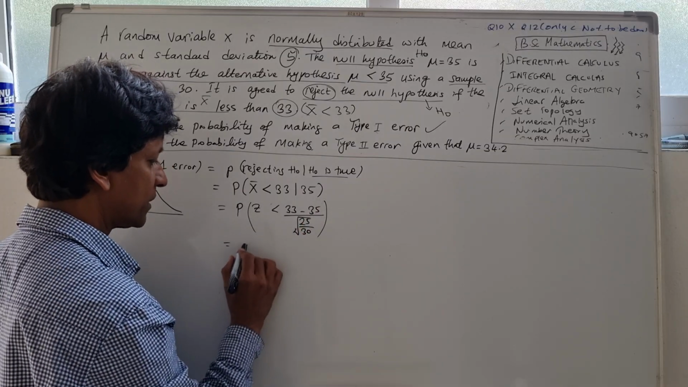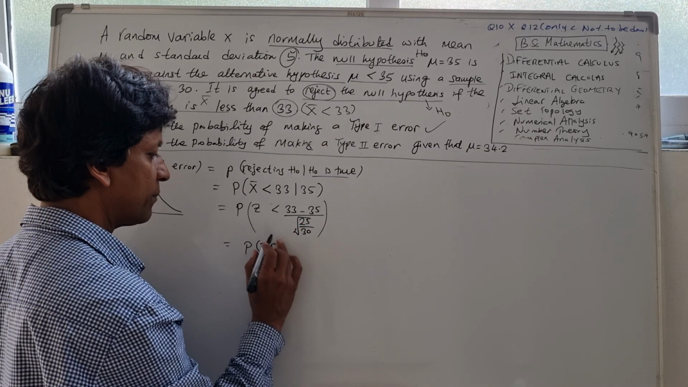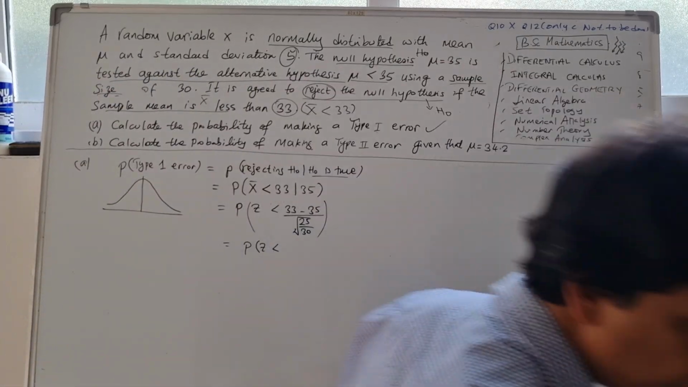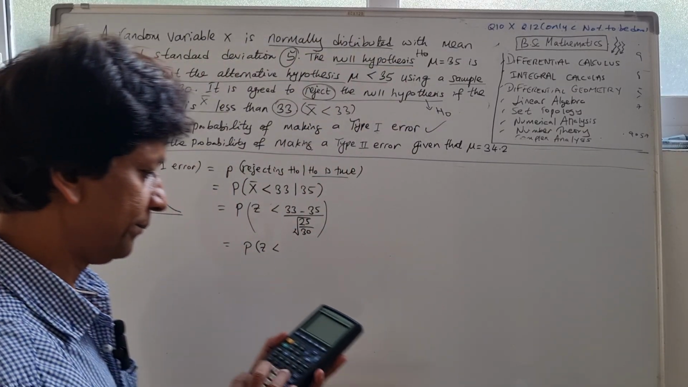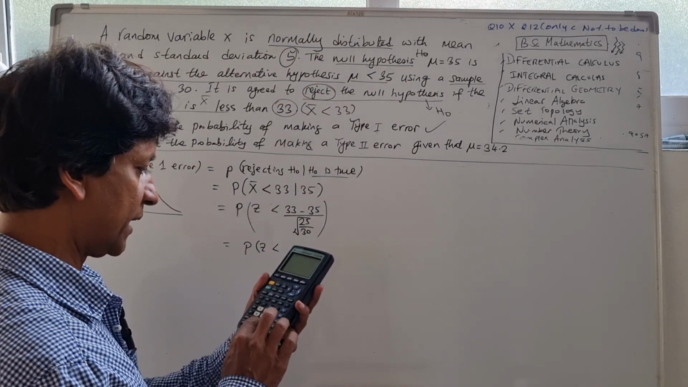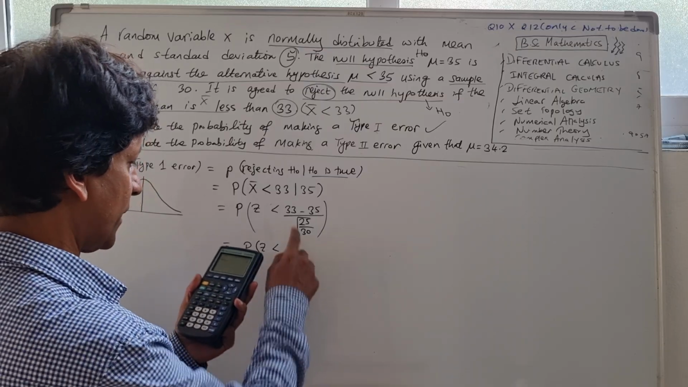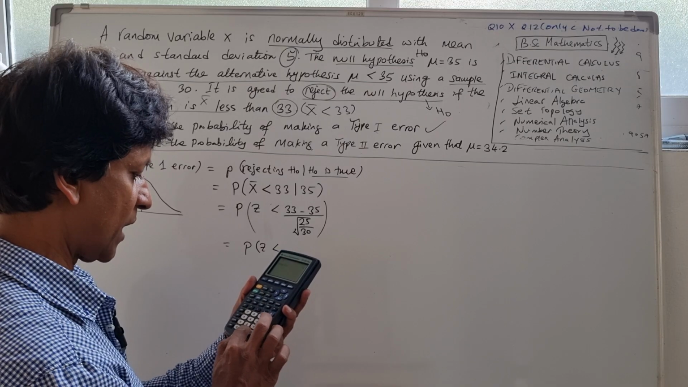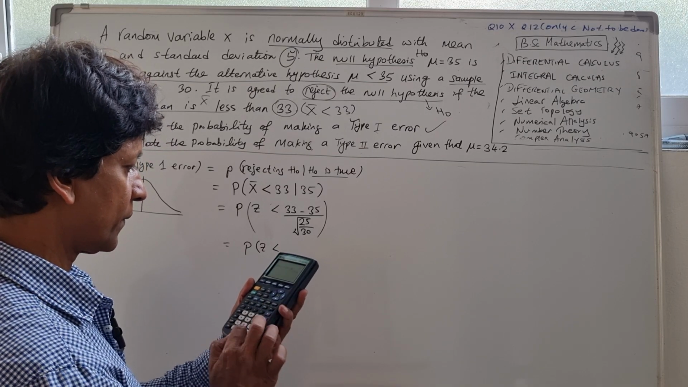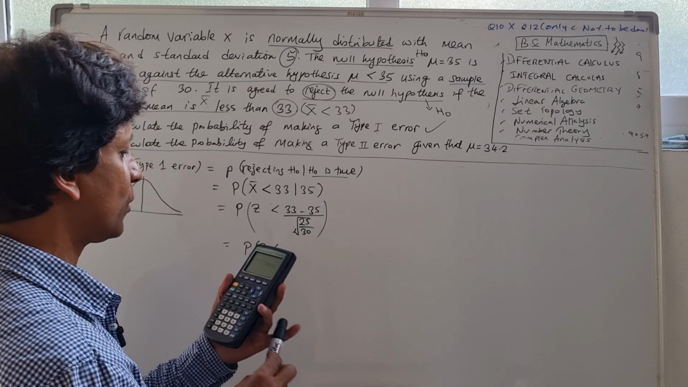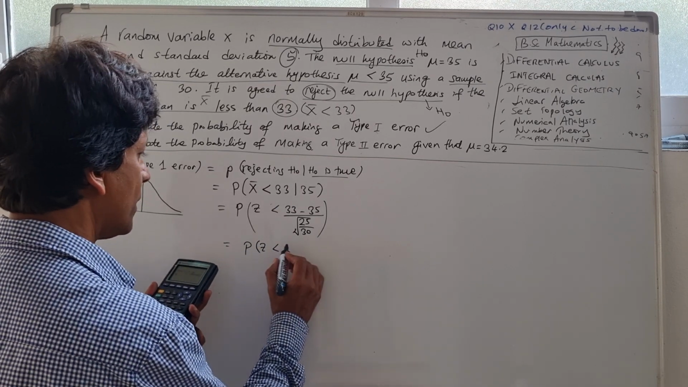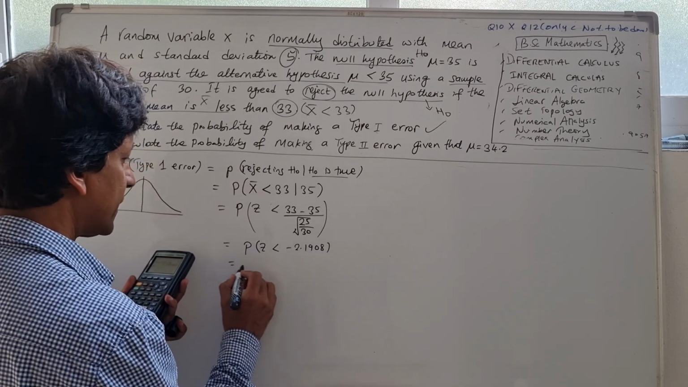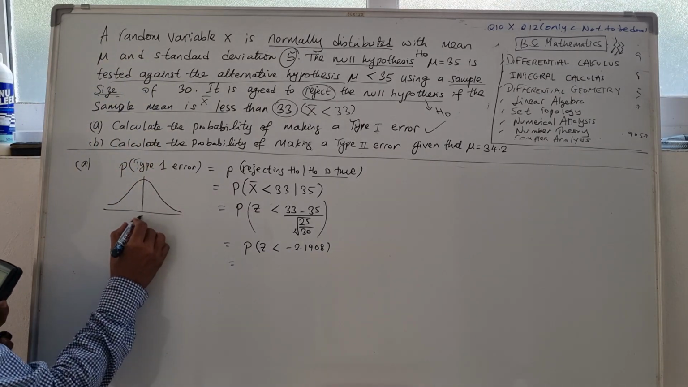So this is going to turn out to be z being less than, let's do it in my calculator. We have minus 2, divided by the square root of 25 over 30. That's going to be minus 2.1908.